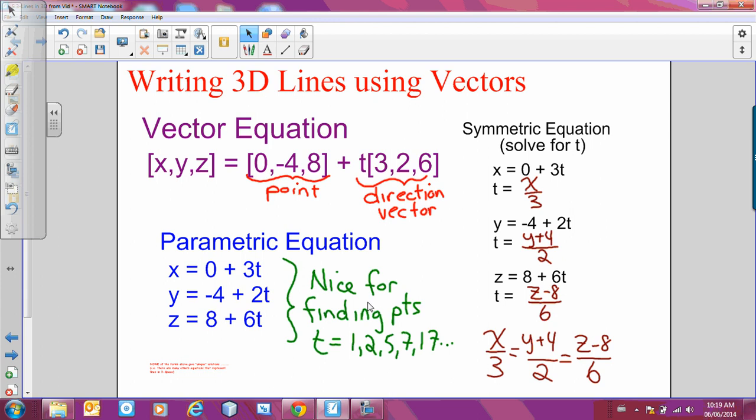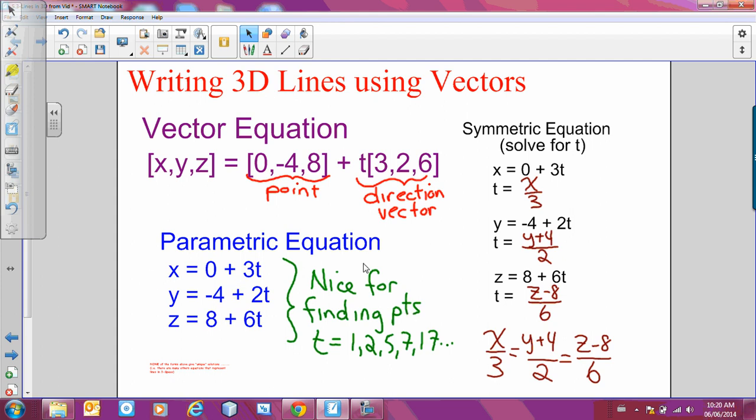The parametric equation, you can see this format is the nicest for finding points, because basically if I'm asked to find 1 point on the line, I can put a value in for t, 1, 1, and 1, and I find that 0 plus 3, -4 plus 2, and 8 plus 6 is another point. So what was that? 3, -2, 14 is a point on the line. Putting in any common value for t gets me an x, y, and a z that work together that are another point on the line. We certainly can still find points in other formats, but this is the nicest one for that specifically.